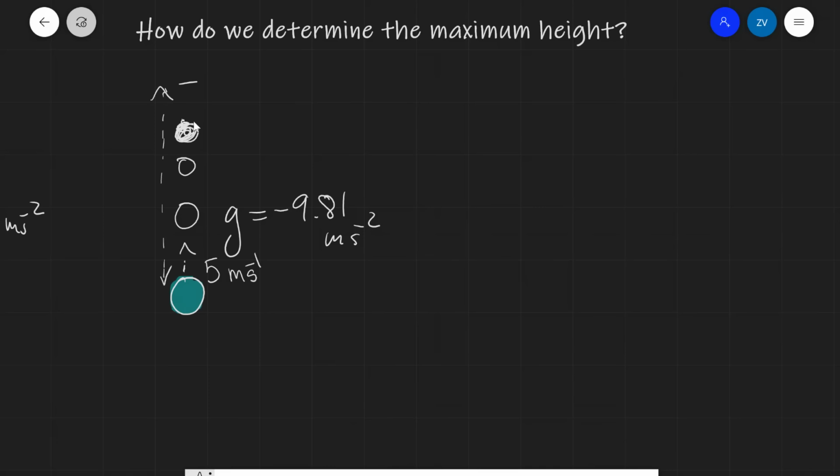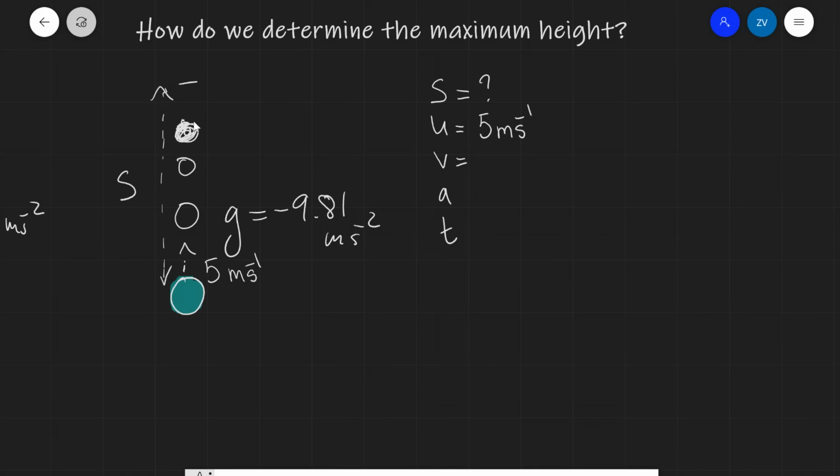Okay, let's use the SUVAT equations for that. So we're going to write down SUVAT like so. s, that's our maximum height. This is what we're looking for, so I'm going to write a question mark over here. u, this is the initial speed. This will be 5 meters per second.